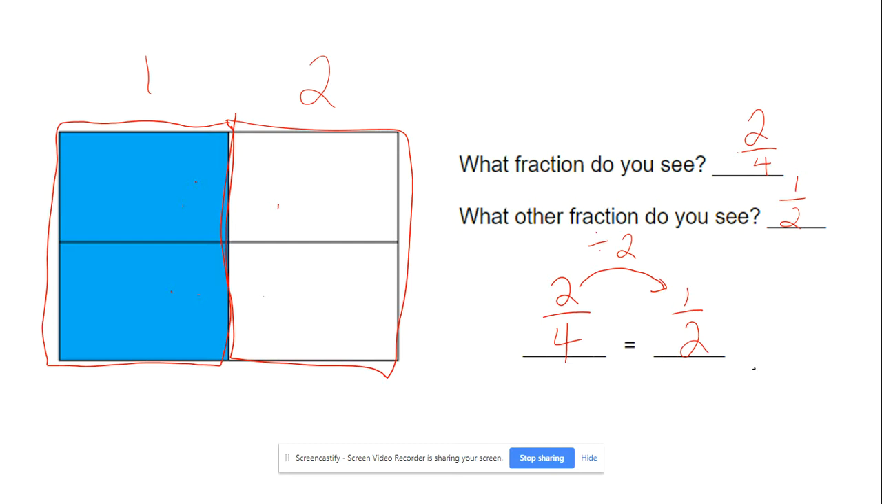We said yesterday we have to multiply by the same number on the top and on the bottom. Same thing goes for division. We should be dividing by the same number on the top and the bottom. So let's do 4 divided by 2, and that does in fact get us 2. So 2/4 is equivalent to 1/2 because we divide both the top and the bottom by 2.